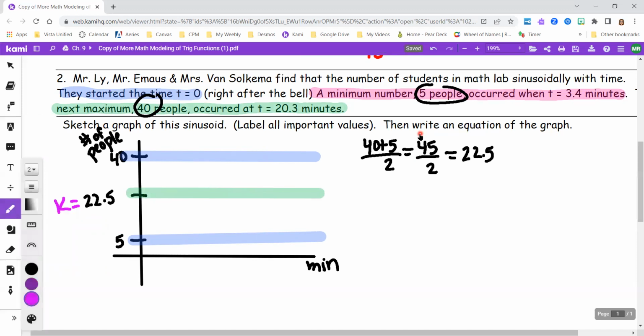And in this case, the time is going to start at t equals 0. But the time that we know is 3.4 minutes, so I'm going to put 3.4, and that was our minimum. And then I'm going to have 1, 2, 3, 4, 5. So if I'm graphing this, I'm going to have my minimum, my middle, my high, back to my middle, and then back to my low.